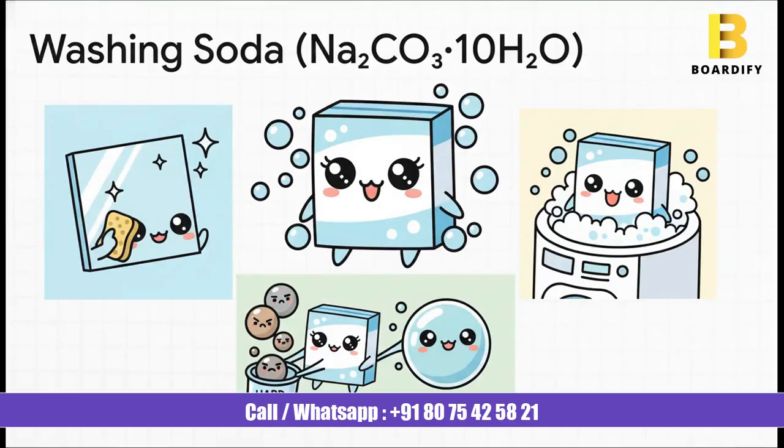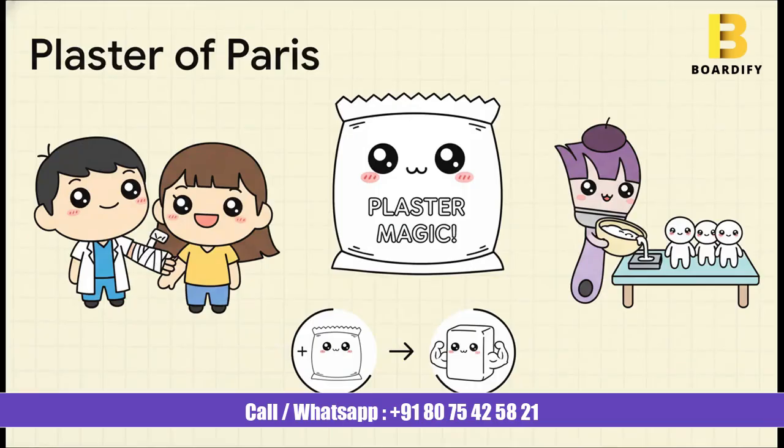When it gets hot, it releases carbon dioxide gas, and those bubbles make the cake rise. Next, we have washing soda, or sodium carbonate. This one's used in making glass, soap, and paper. At home, it's a great cleaning agent, and it's also used to soften hard water, which helps your soap and detergent work much better.